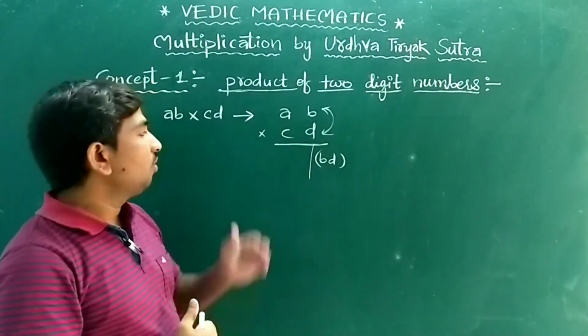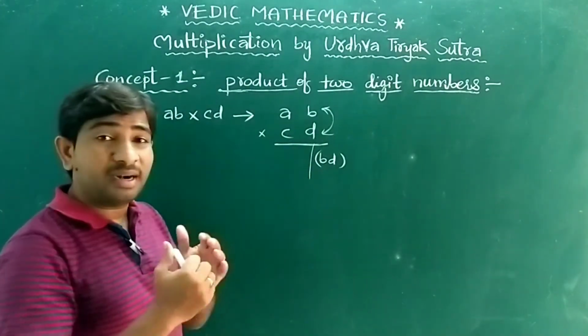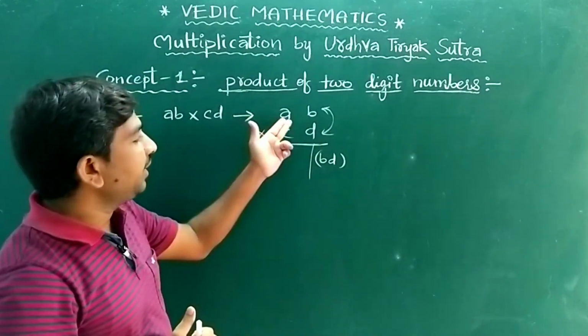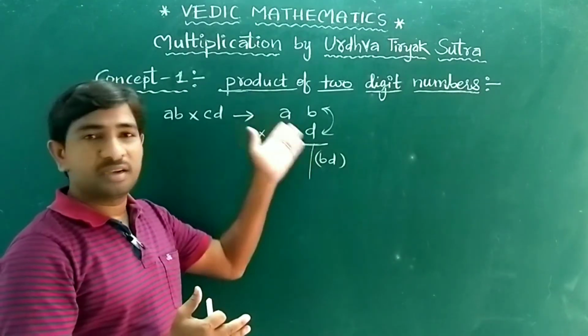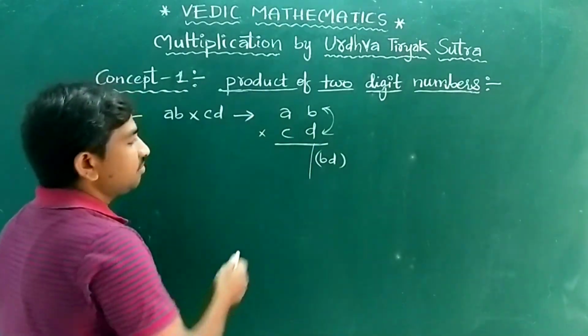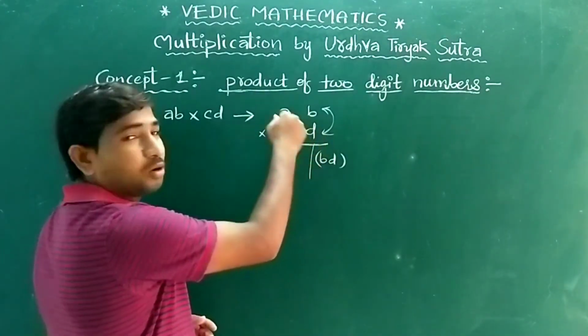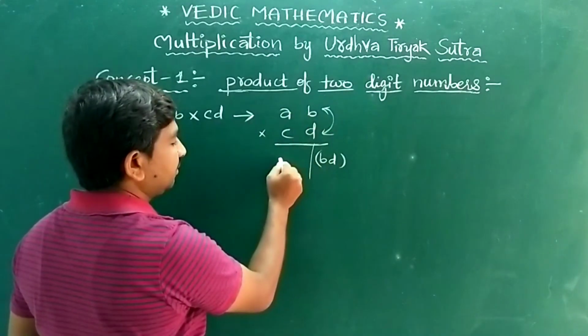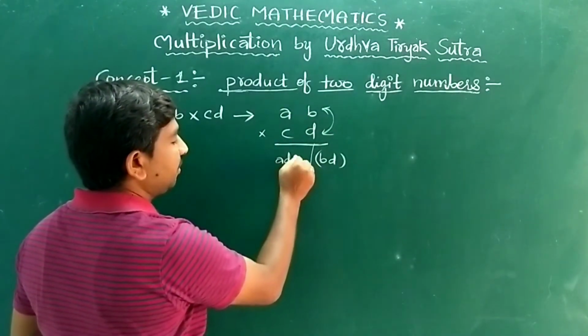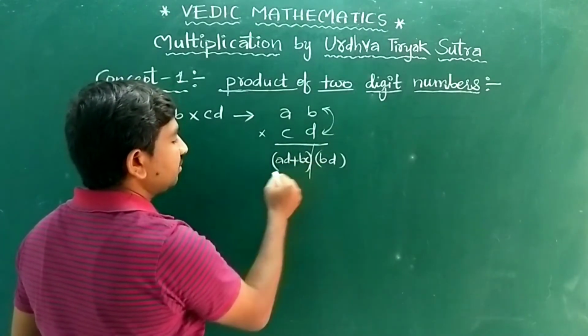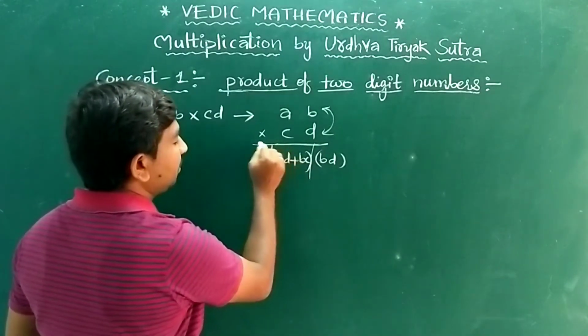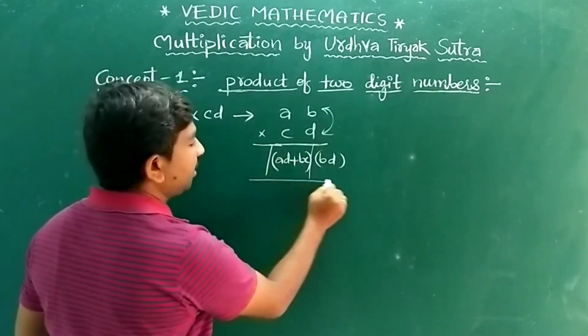And now what is the middle part? The middle part is A into D plus B into C, meaning the sum of the products of the cross digits. See here, the sum of the cross products: A into D plus B into C. So this is the middle part. Now what is the last part of the answer?